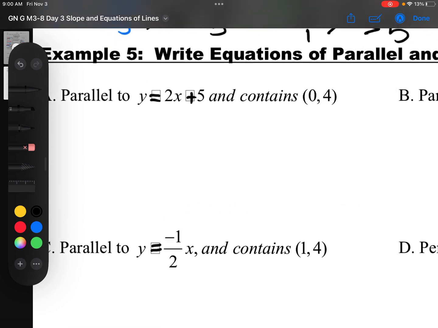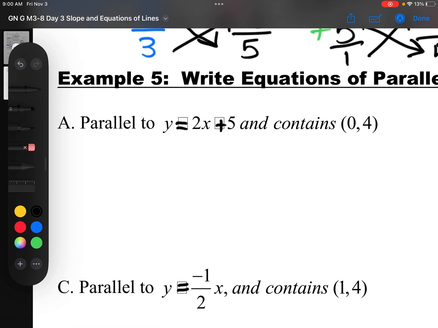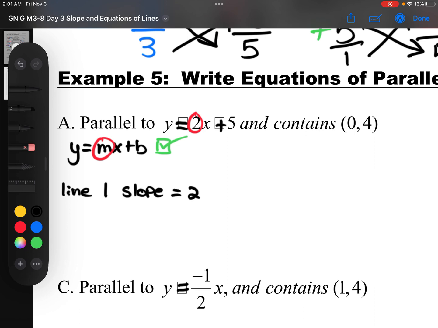So example 5 here, we're going to get into this pretty quickly. Parallel to this line. So if we look at our line, it is in y equals mx plus b. Okay, that's what we want it to be. We're looking for the slope, so we're looking for the m. If we look at this line, the m is going to be 2. So I know line 1 slope is equal to 2. Now we need to find a line that is parallel.